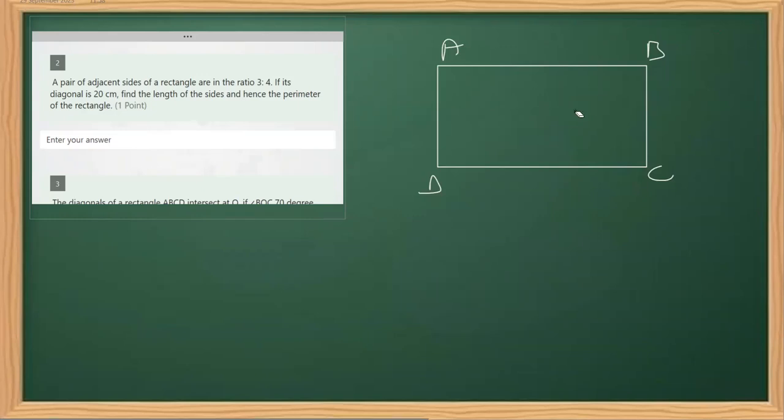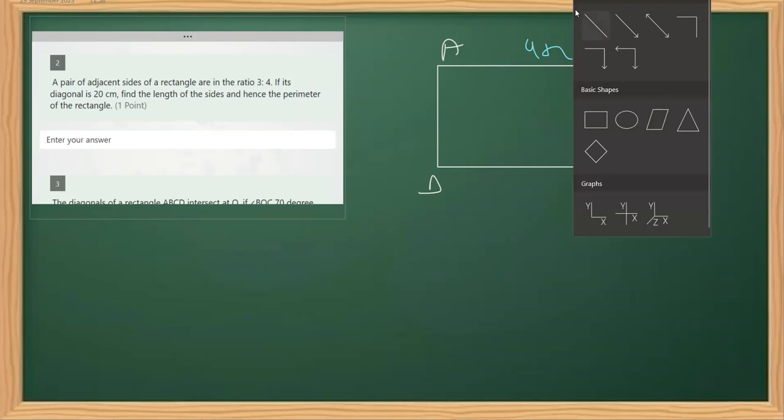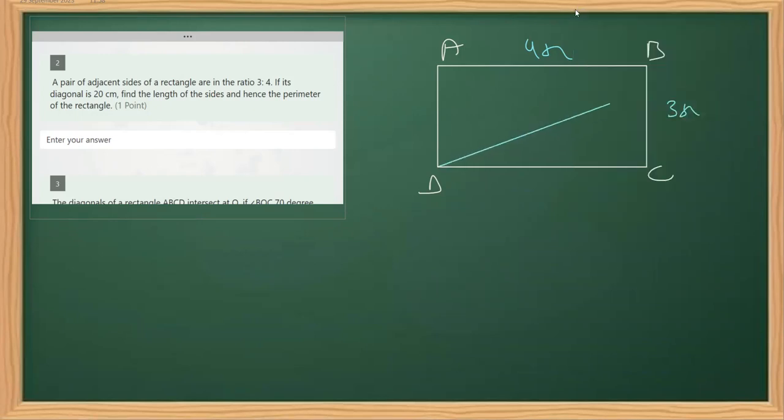Now they are in the ratio 3:4. So make sure you take the smaller one as 3x and the longer one as 4x. Its diagonal, the length of the diagonal, is given to us. So let's join the diagonal here. This is the diagonal. And further, you should also know that each angle of a rectangle is 90 degrees. So I can take this angle as 90 degrees. It could have been this one also, it will not make any difference. We know its length, and this is given as 20 centimeter.